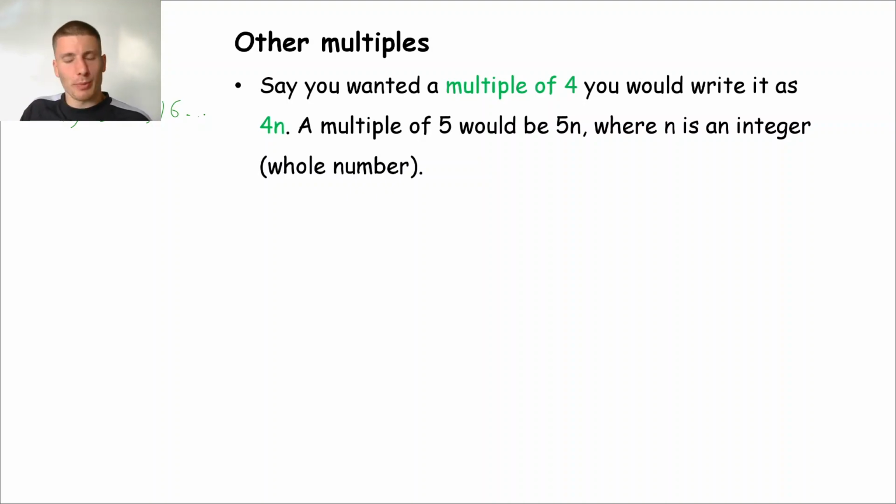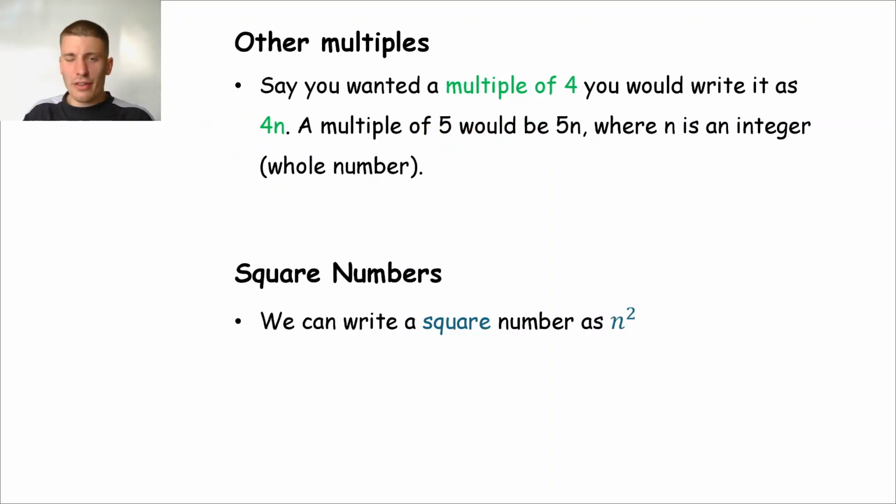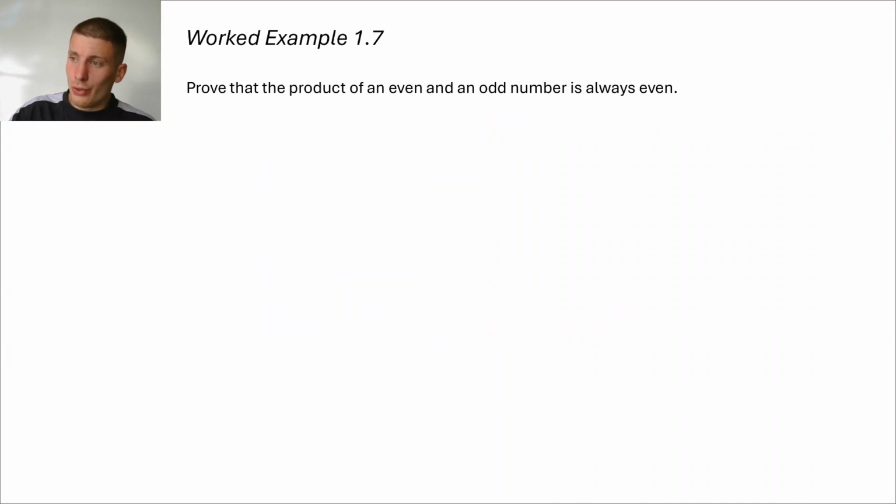Okay, similarly, if you wanted a multiple of 2, you could write it as 2n, and so on. 5n would be multiples of 5. And finally, things like square numbers, cube numbers, all that kind of stuff. A square number you can represent as n squared, a cube number as n cubed, and so on. Again, we're using algebra to show all of the different possible, in this case, square numbers that we can have. Okay, so let's get on to the examples now.